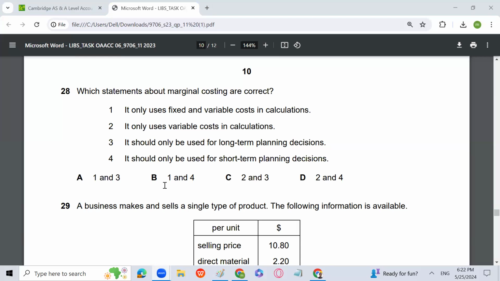B is the answer, that is right. I'll go with B because it only uses fixed and variable cost in calculation. That's fine. And it should be used only for decision making.